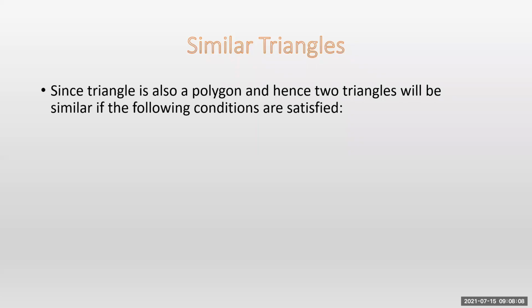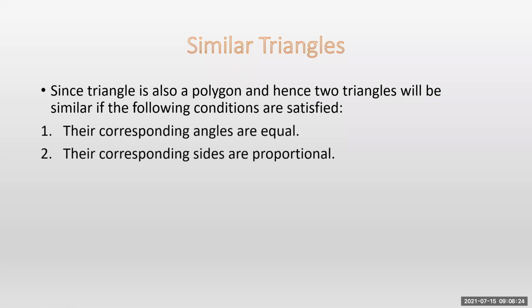Since the triangle is also a polygon, two triangles will be similar if the following conditions are satisfied. Now you know that triangle is also a polygon. Hence for two triangles, there are some conditions as I've already mentioned. Their corresponding angles are equal and their corresponding sides are proportional.